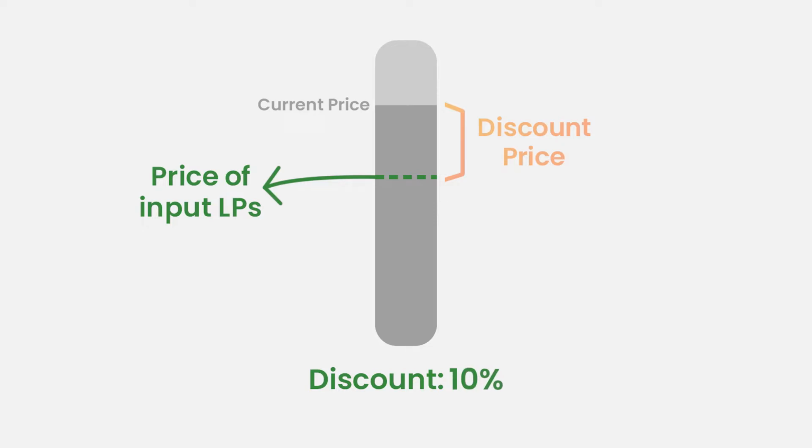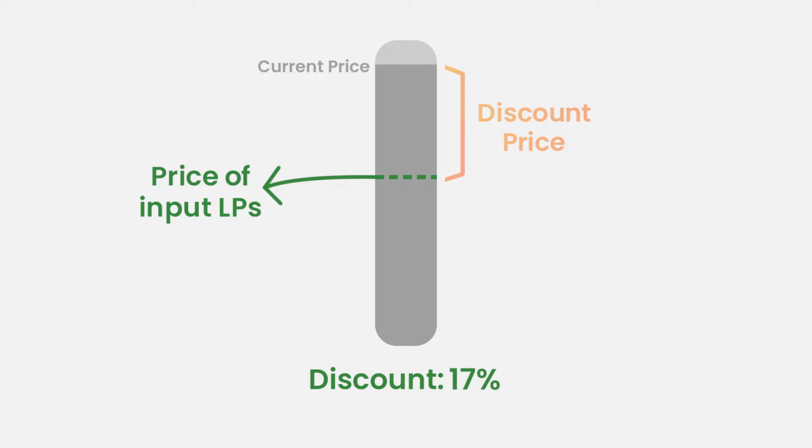In the case that the price of the output token increases, and the price of the input LPs decreases or stays the same, the discount of the Treasury bill will increase, as you can now purchase the output at a larger discount, because the output token is worth more, and the input LP is worth the same or less. The two price points are diverging away from each other, increasing the discount.